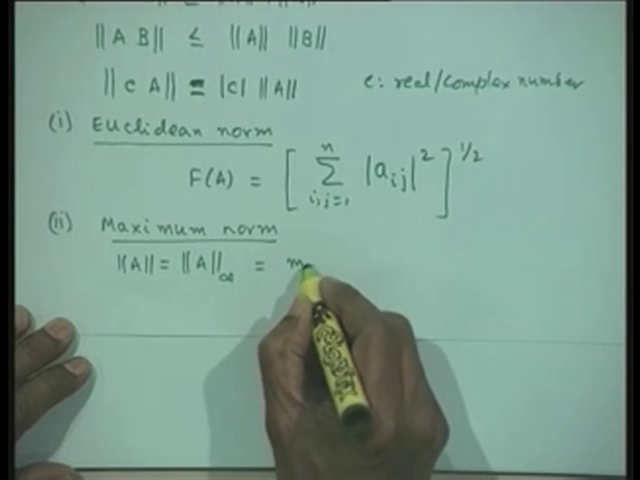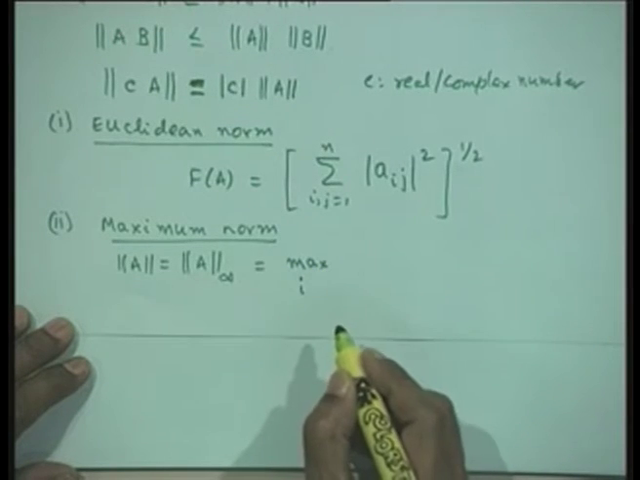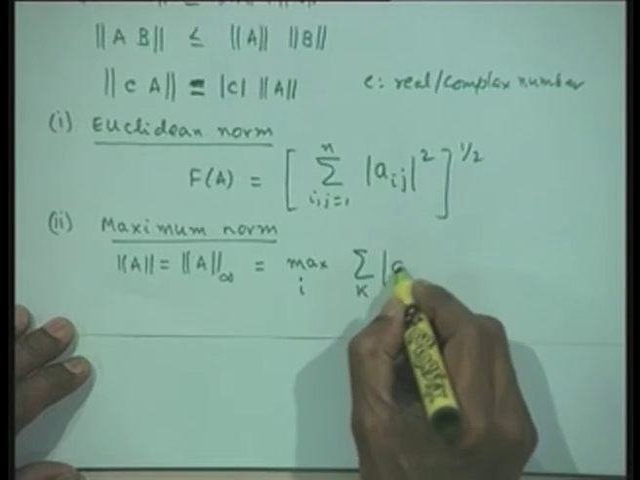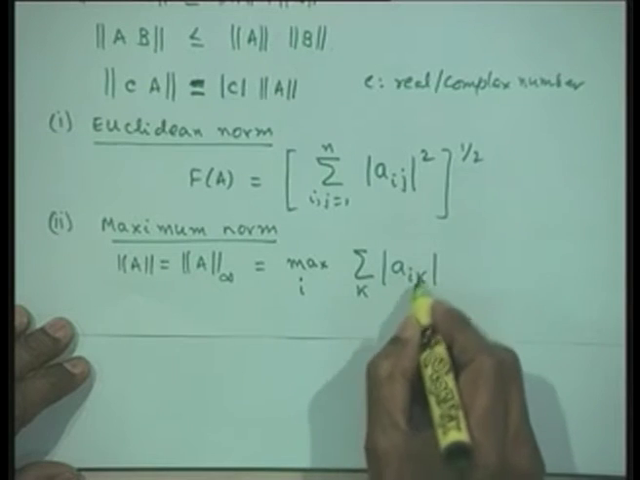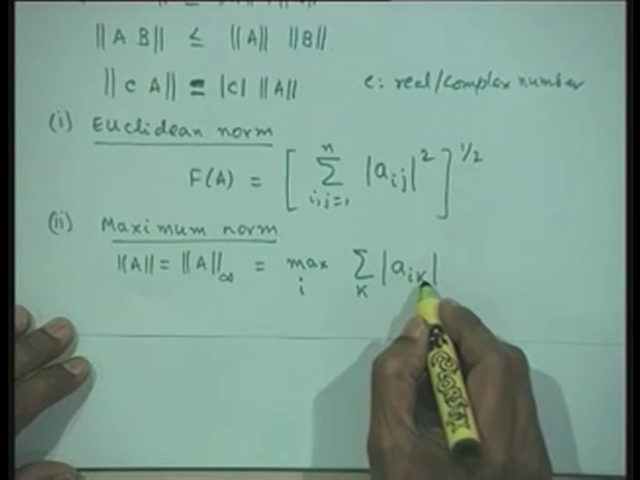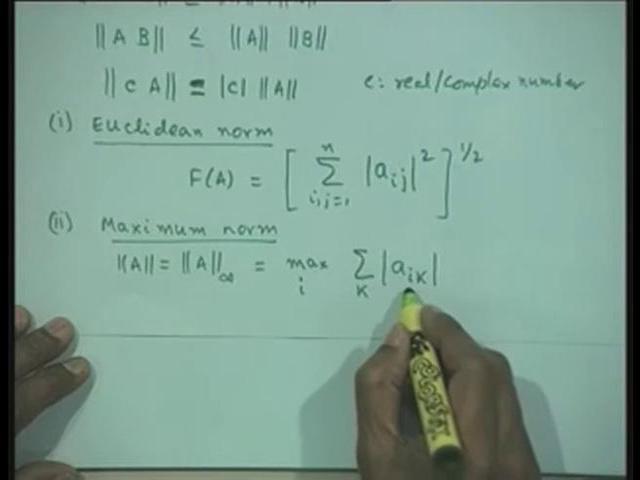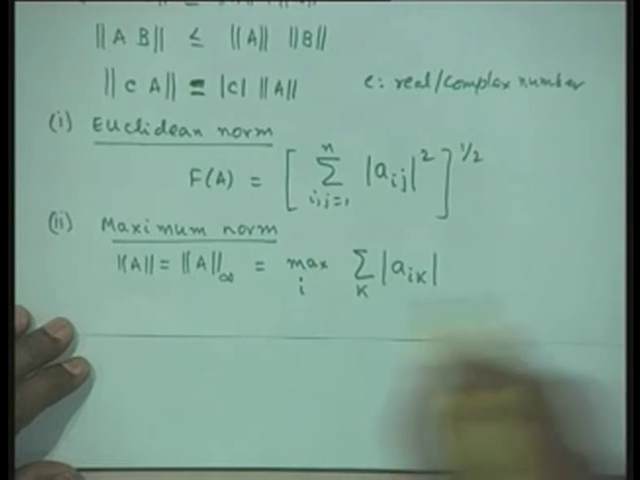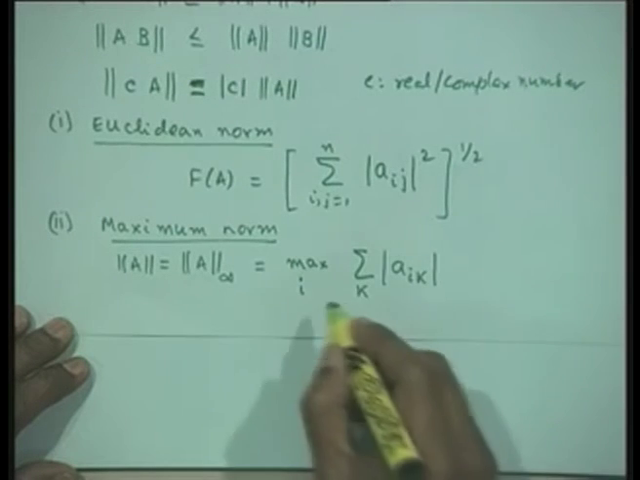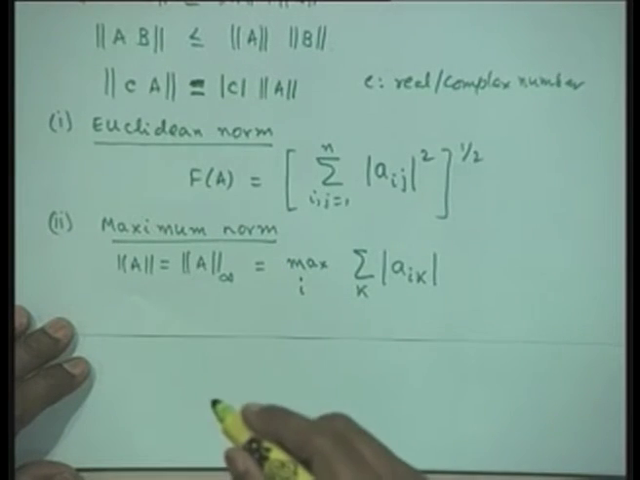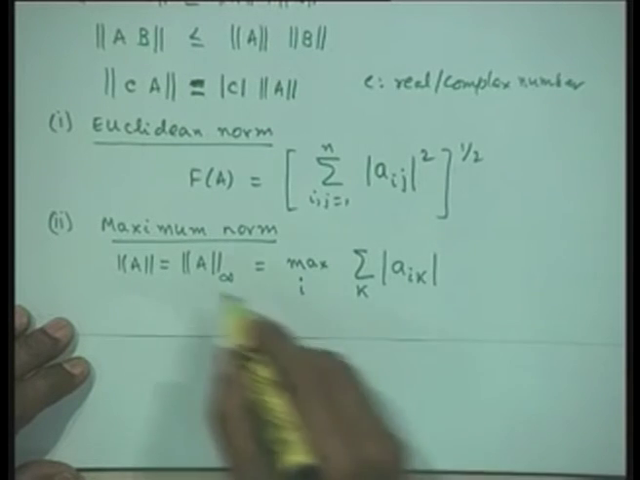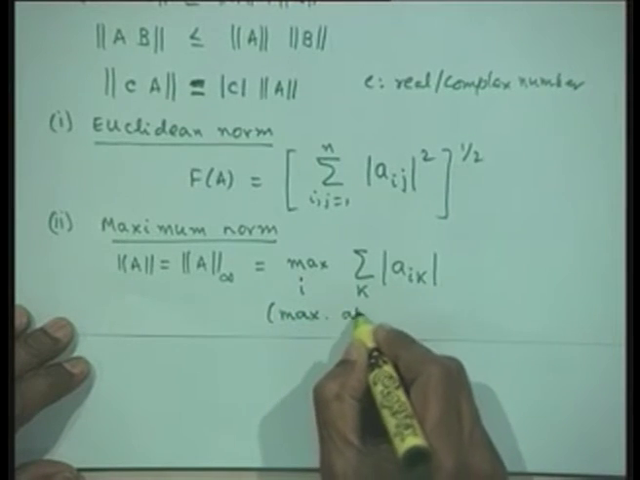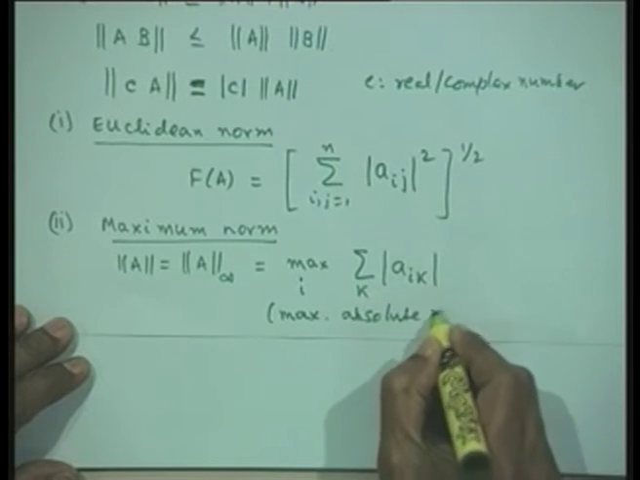That means this is the maximum with respect to row i of the summation with respect to k of |a_ik|. These are all the magnitudes of the elements, and this is the maximum with respect to i, that is the row, and I am summing up with respect to k. So all the values in the row are added in magnitude, and then I maximize it with respect to all the rows, and this will be the maximum norm. So, I can call this the maximum absolute row sum.